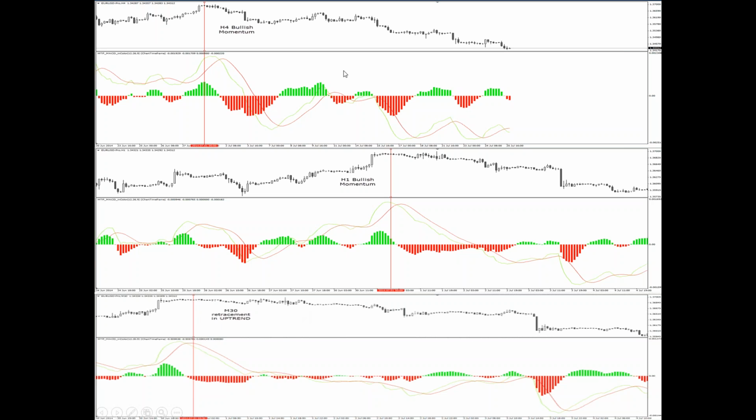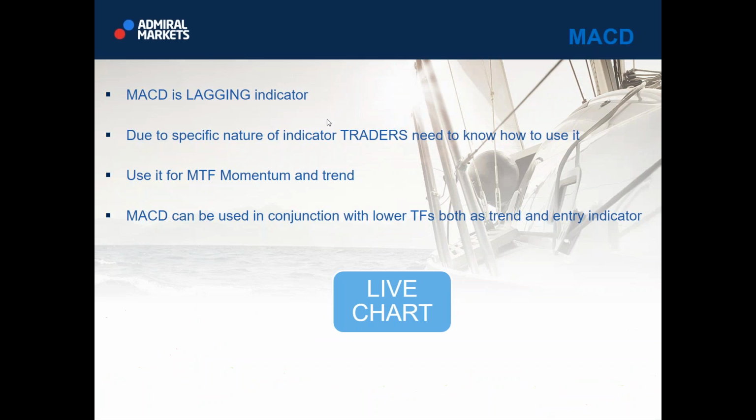Now I will also explain this logic on a live chart. But let's say that you can also use MACD to identify a retracement. It's very easy to identify a retracement just by using MACD. MACD, don't forget, is a lagging indicator. So due to the specific nature of indicators, traders definitely need to know how to use it. We use it both for MTF, momentum and trend, and we use it in conjunction with lower time frames, both as a trend and entry indicator.